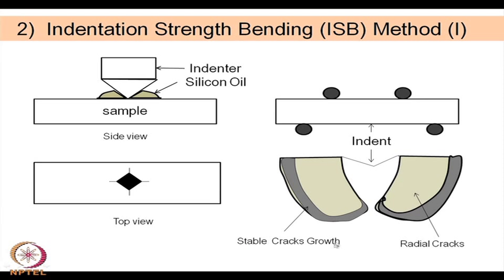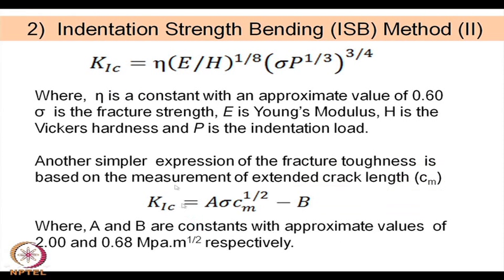The stable crack growth, this region is the stable crack growth, and this is the radial crack growth. Okay. These two regions can be separated, or there are different types of stress concentrations there, and therefore, one can have once again an expression of indentation strength in bending by this method. KIC is this expression. Okay.